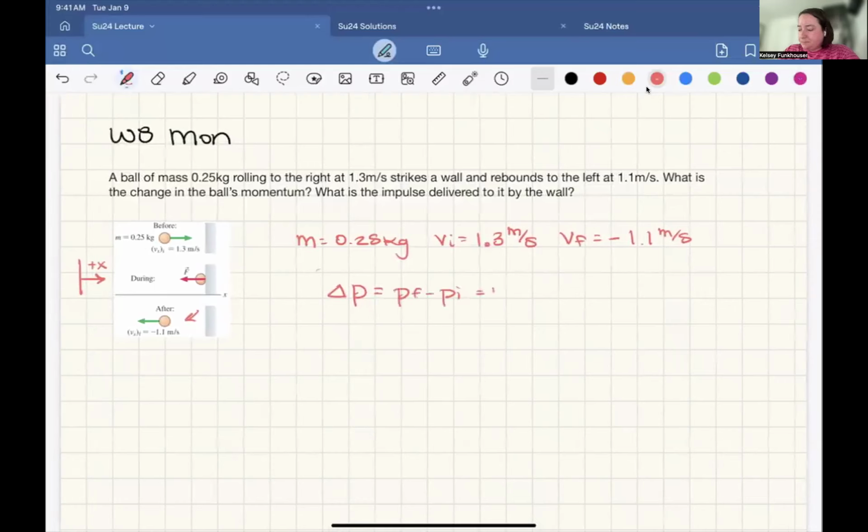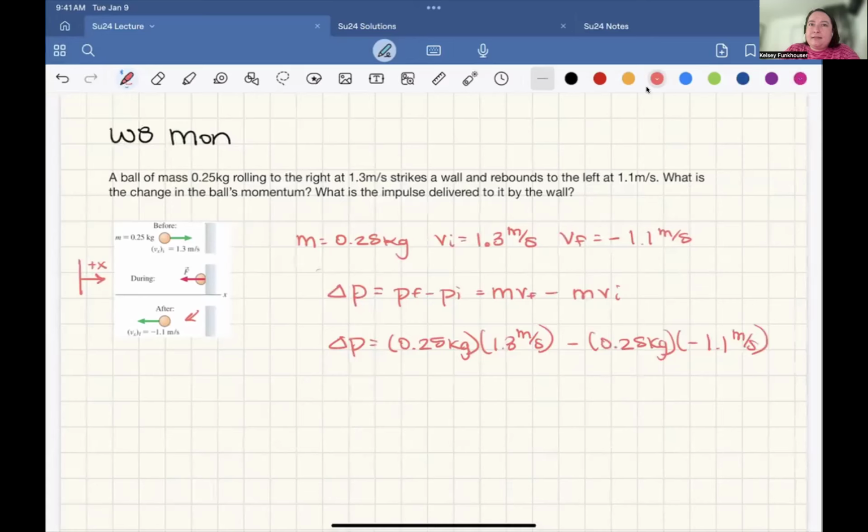And momentum is the mass times the velocity. So we can just plug in our numbers and solve this. Not bad, pretty straightforward. 0.25 kilograms times the 1.3 meters per second minus, yes, still minus 0.25 kilograms times negative 1.1 meters per second. And what this gives us is an impulse.